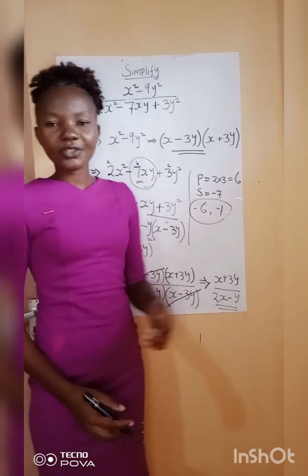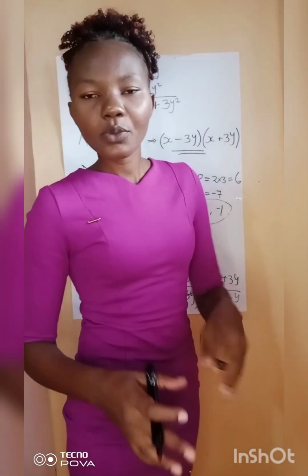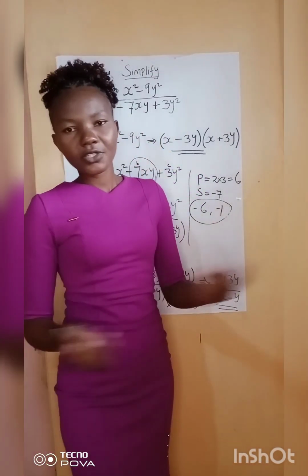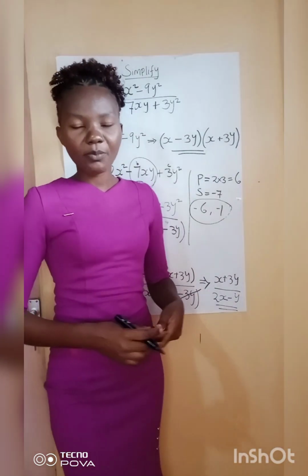So it is very easy. So you must identify where we have expressions showing difference of two squares. So that's where we usually begin from.